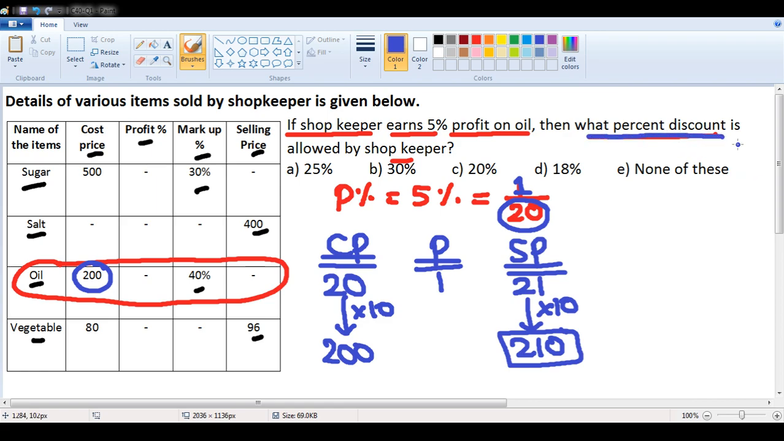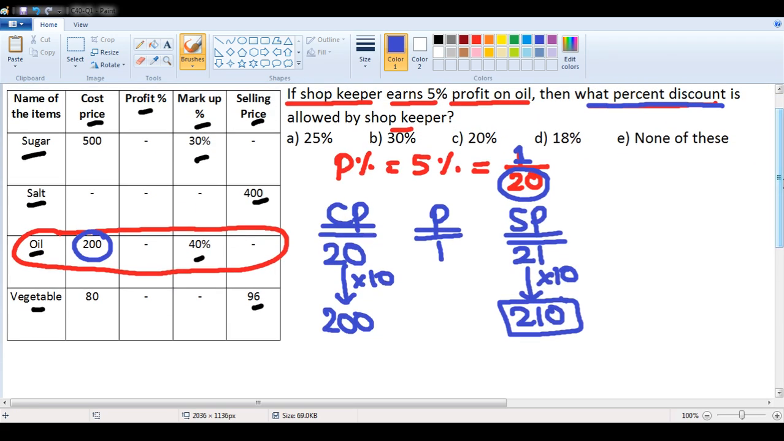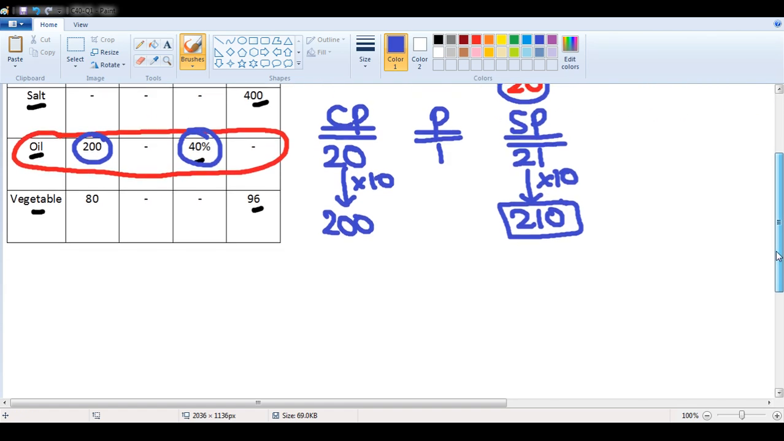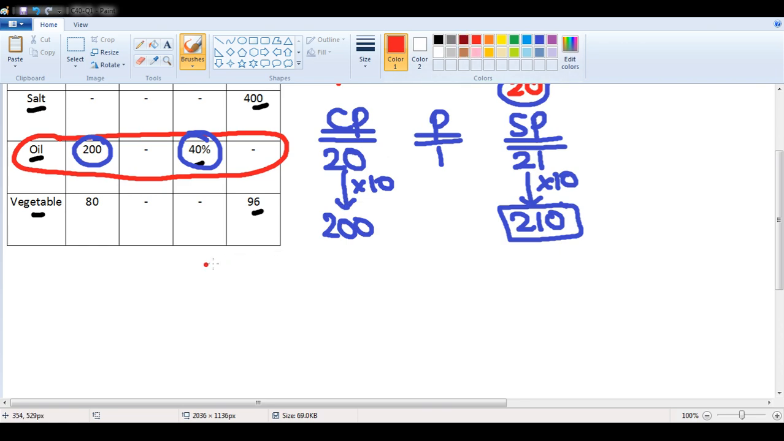What is the discount percentage offered in the question? They are also giving the other data for oil in the table as markup percentage. In my previous class I explained the terminology called markup. Markup percentage is nothing but markup divided by cost price. That means it is given as 40 percent.